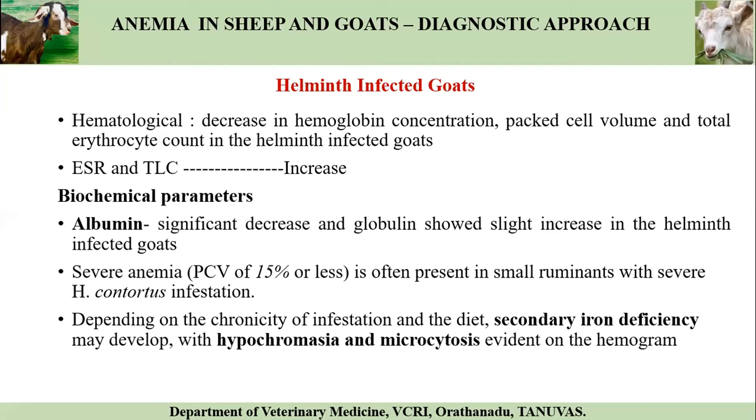What do helminth-infected goats have? Hematologically, they have a decreased hemoglobin concentration, PCV and total erythrocyte count, and increased ESR and TLC. Coming to the biochemical parameters, albumin levels are decreased, because of that they usually have bottle jaw. Severe anemia is often present in small ruminants with a severe Haemonchus contortus infestation. Depending upon the chronicity of infestation and the diet, secondary iron deficiency may develop with hypochromasia and microcytosis on the microscope.